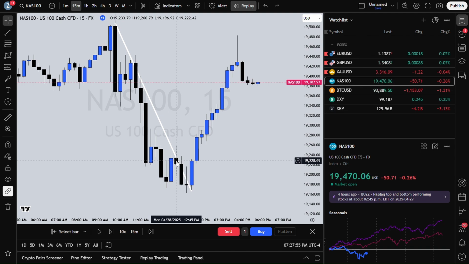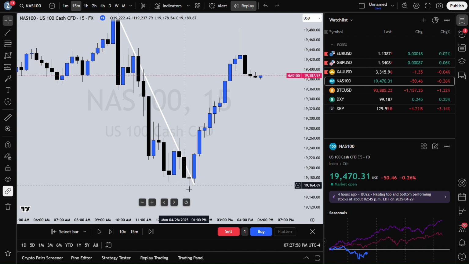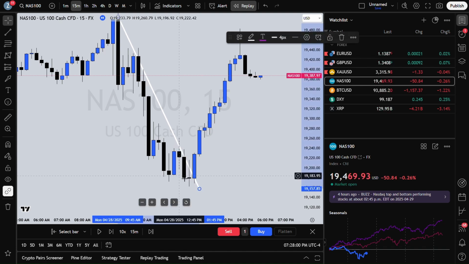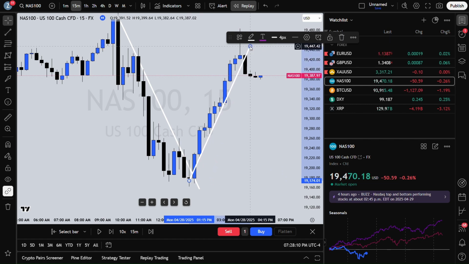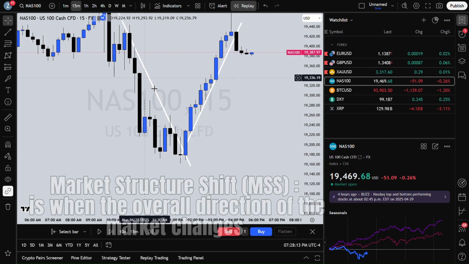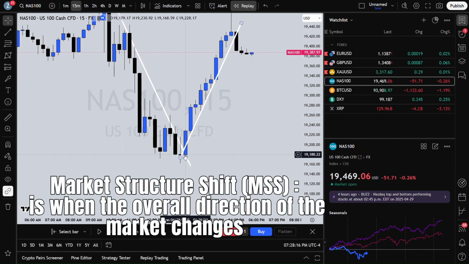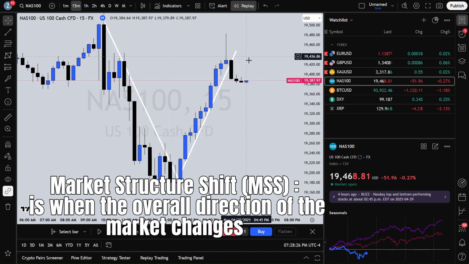Another emphasis on break of structure would be, in this case, our low is down here. So how there has all of a sudden begun to be movement, and the market has shifted direction. So the market was no longer in a downtrend. It formed that new low, and this candle right here, this bullish candle, broke the structure and created a new trend, an uptrend. Also known as market structure shift.